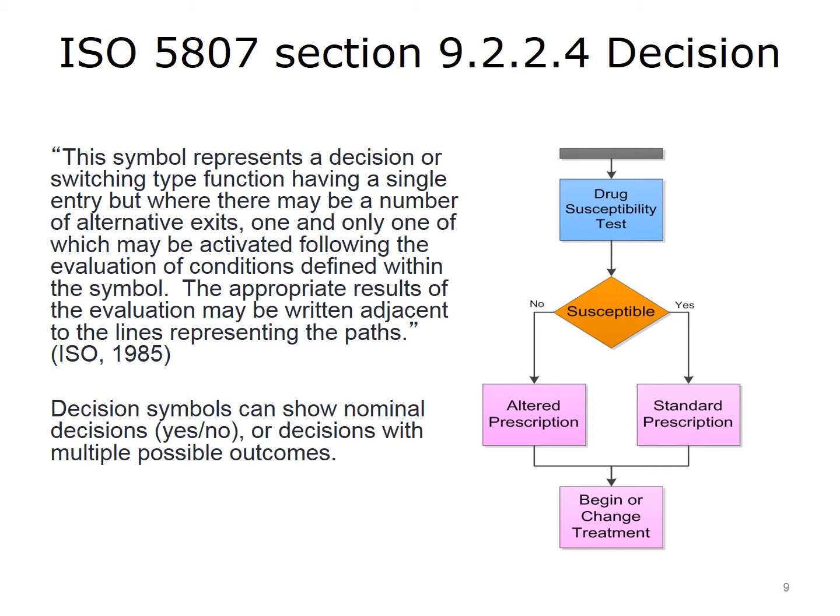ISO 1985. Decision symbols can show nominal decisions, yes, no, or decisions with multiple possible outcomes. In this example, the patient is given a drug susceptibility test and a decision is made as to the appropriate type of prescription to write based on the test results. Note that the actions are different for the patients who are susceptible and the patients who are not. Thus, the decision symbol denotes a point at which, depending on the result of the decision, the process will proceed via different paths.